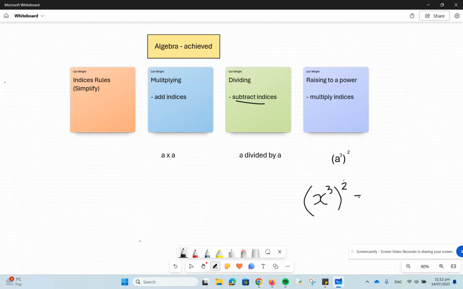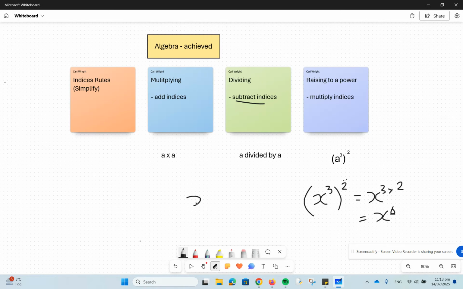So in this case, it would be x to the power of 3 times 2. Which would give us what? Yep, x to the 6. Okay, so what's the rule? When raising to the power, that means I've got a letter to the power of something. I'm in parentheses and I'm raising it to another power. Could you raise it to another power?